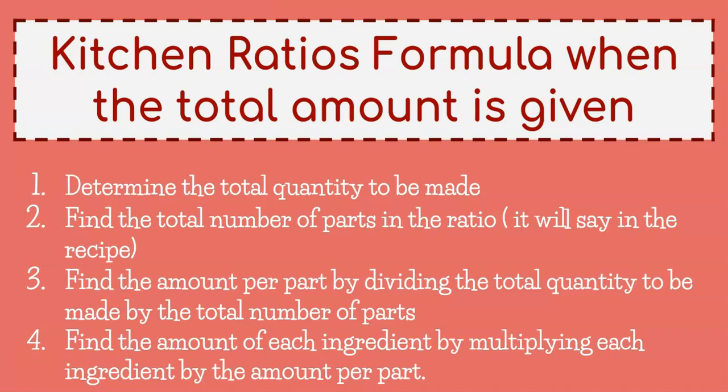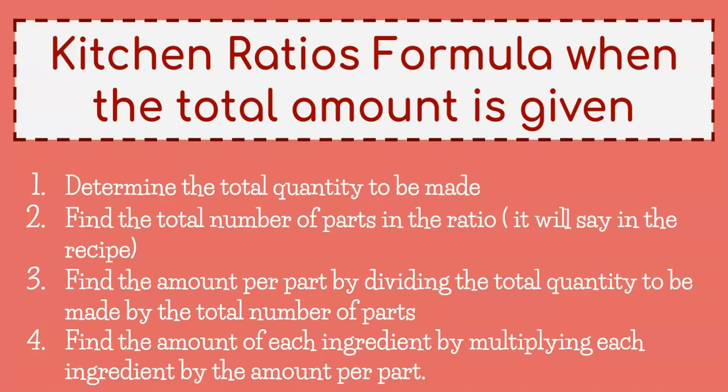Step 1 is you're going to determine the total quantity to be made. Typically, if you have a word problem, it's going to tell you the total amount that is going to be made of whatever it is you're making. If you have your own recipe, you're obviously going to read the yield. Step number 2, you're going to find the total number of parts in the ratio. Typically, it's going to say in the recipe or in the word problem.